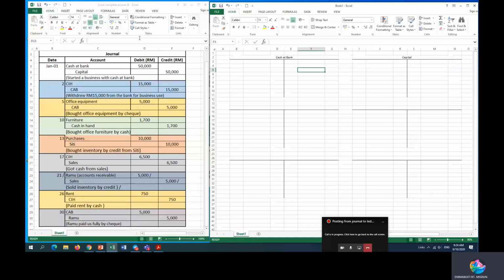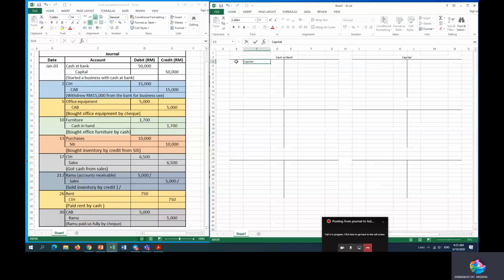So what we have in the journal entry is cash at bank debit. So it means that in your ledger, you should also have your cash at bank account debit. The debit entry for cash at bank is capital. So it means that in your cash at bank account, you should do the entry with capital.